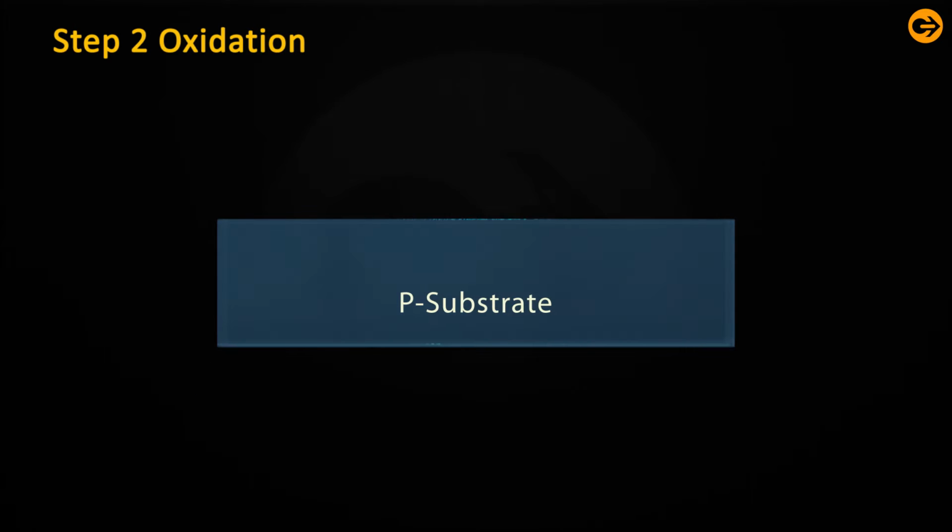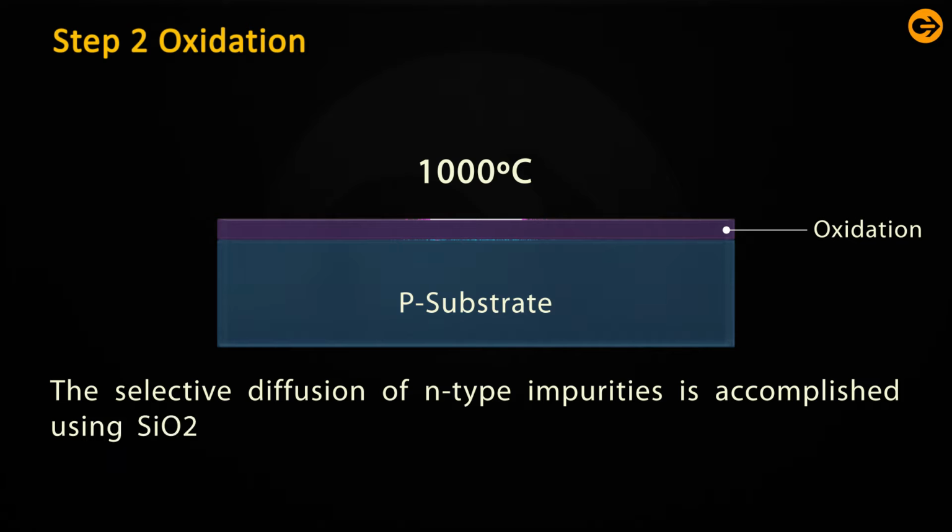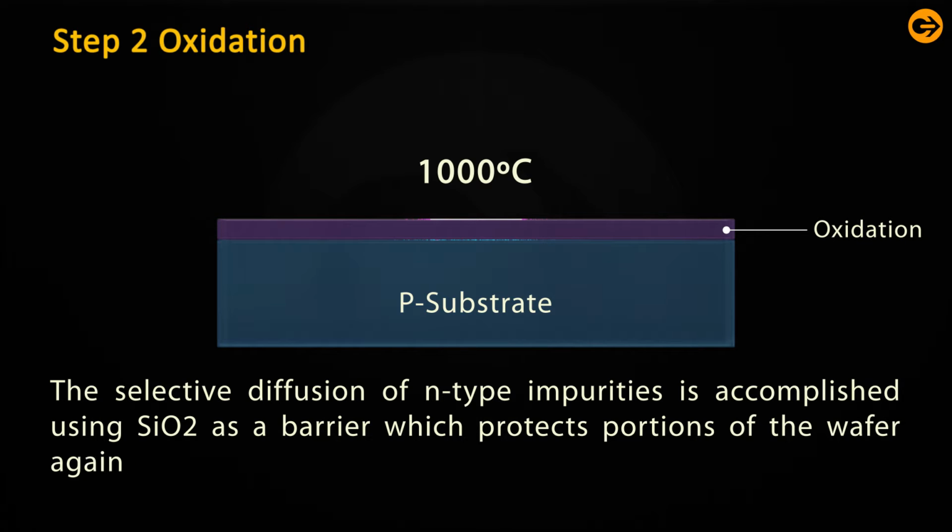Step 2. Oxidation. SiO2 is laid out by the oxidation process, done by exposing the substrate to high quality oxygen and hydrogen in an oxidation chamber at approximately 1000 degrees Celsius. The selective diffusion of N-type impurities is accomplished using SiO2 as a barrier which protects portions of the wafer against contamination of the substrate.